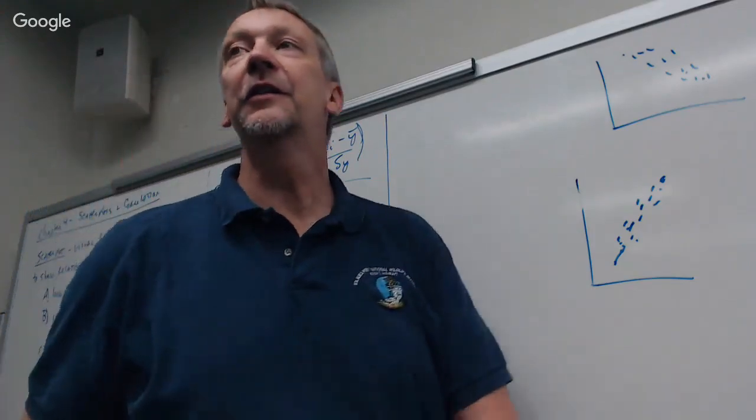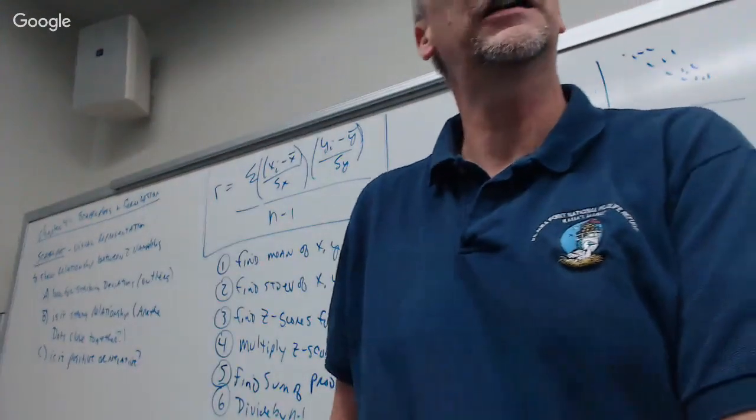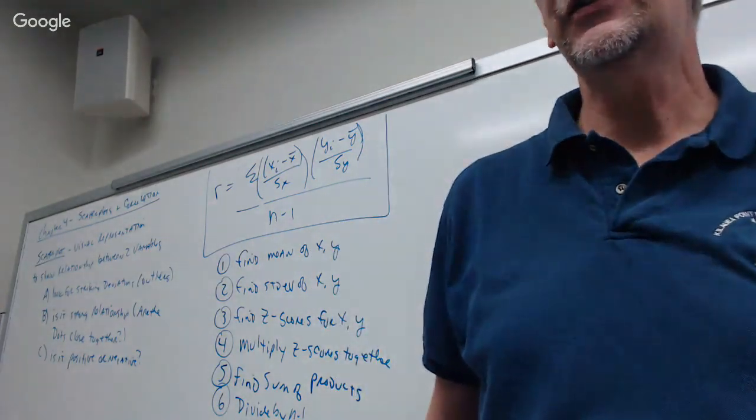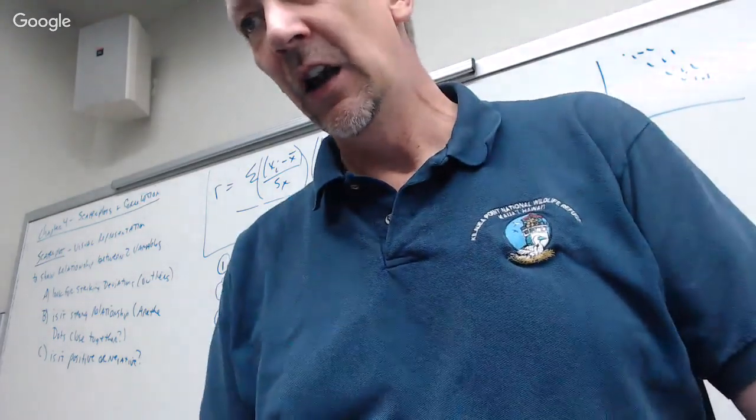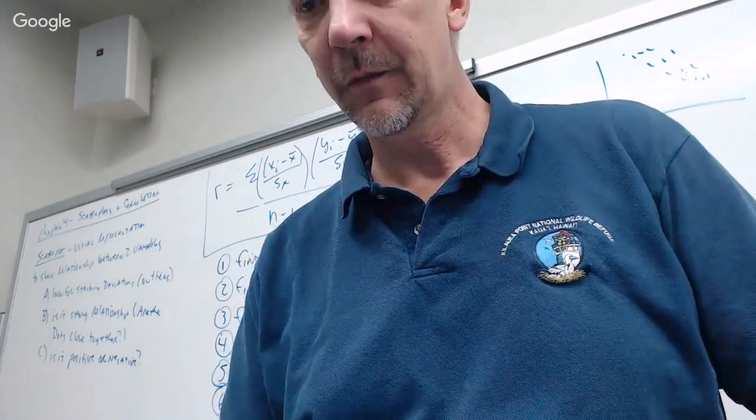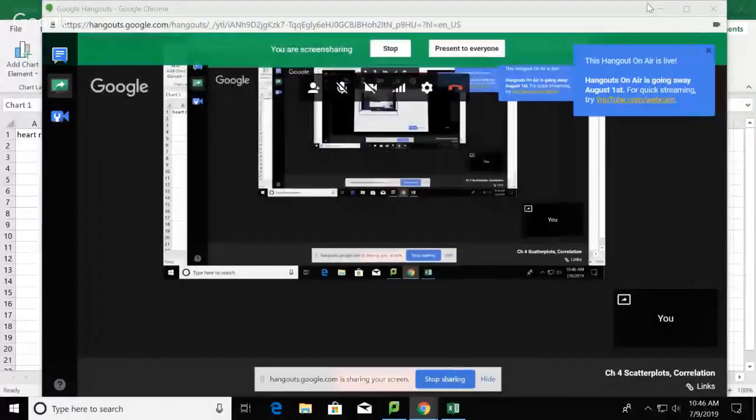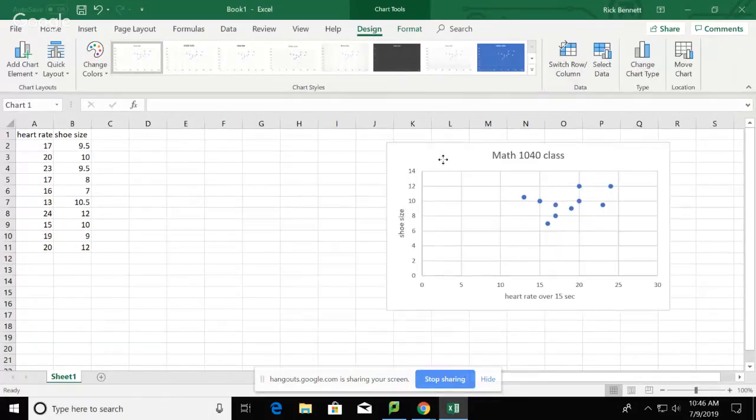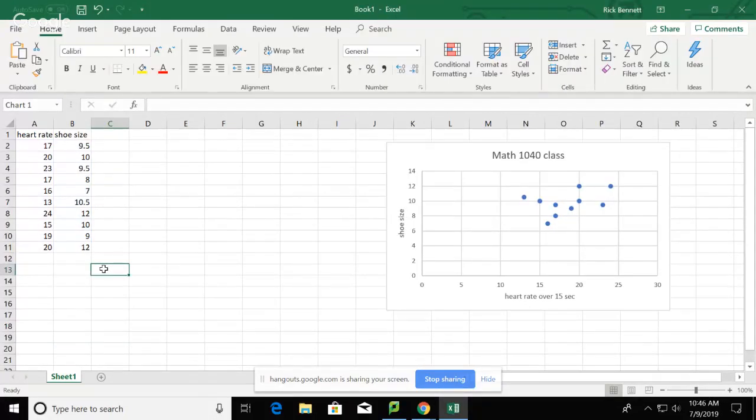All right, so we're going to do that with our real data that we collected in class just now. We're trying to see if there is a strong, moderate, weak, or no correlation. So let's do it here. I'm going to slide this over. Now, what's my first step?